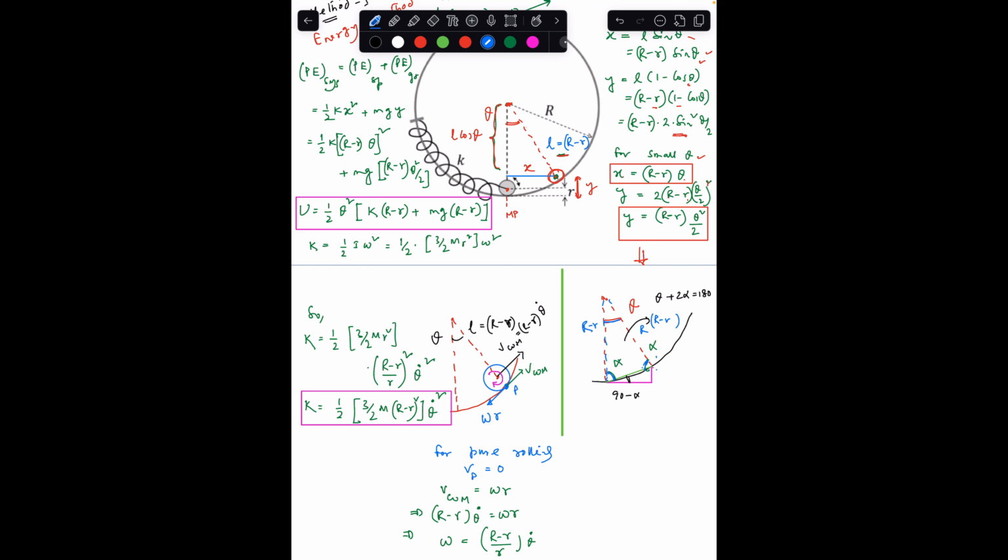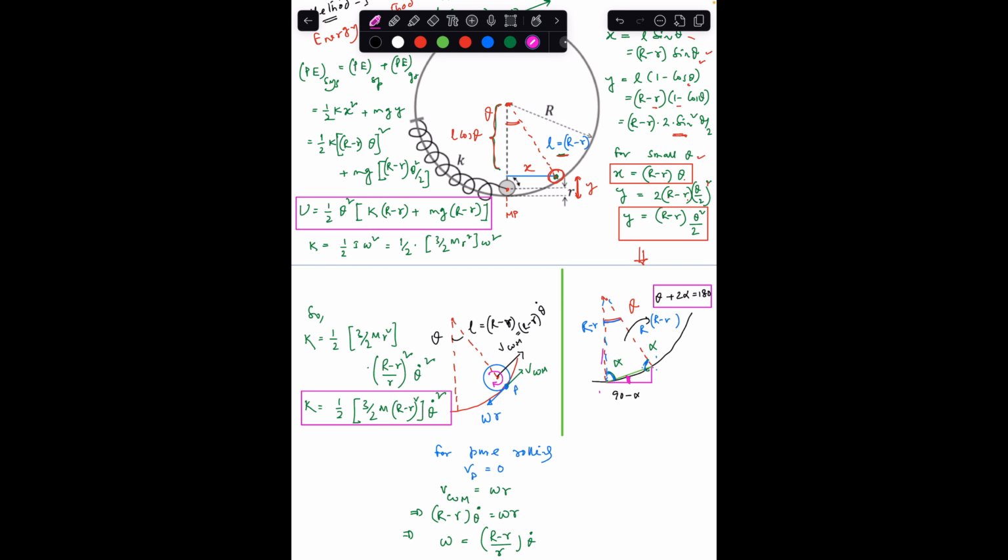Now if you look at this triangle at the bottom, I am referring to this triangle at the bottom. Look at how much angle this 90 minus alpha is going to have. First of all, for this triangle, the summation of the three angles is equal to 180 degrees. So theta plus 2 alpha, we got how much? Theta plus 2 alpha is equal to 180 degrees.